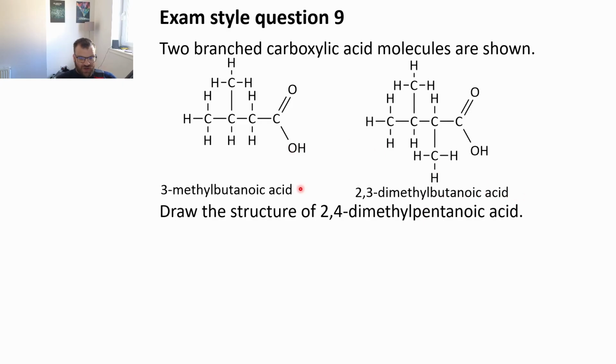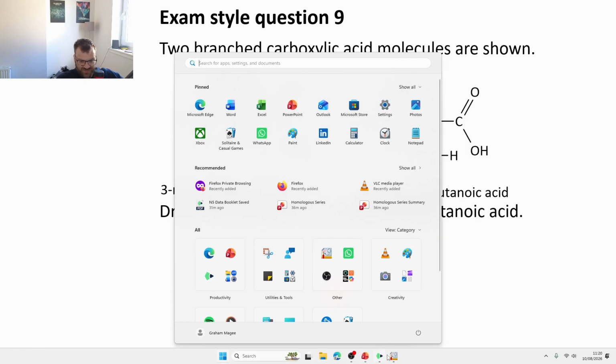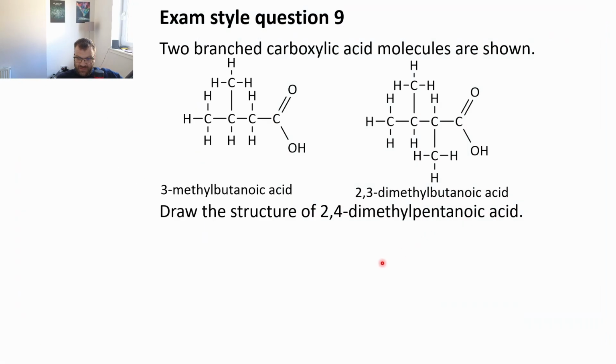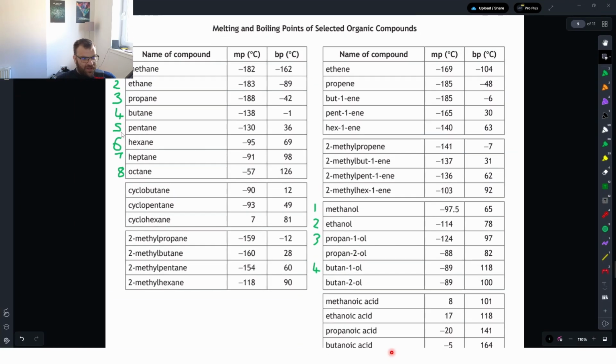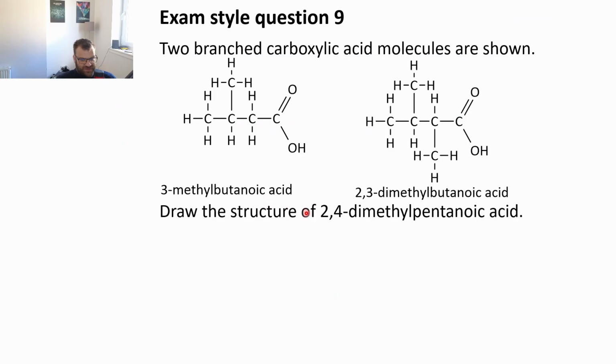Draw the structure of 2,4-dimethyl pentanoic acid. Well, but was 4. Let's go back to here. If but is 4, pent is 5. So we want 5 carbons in the longest chain. It has to have a C double bond OOH like this one does. And it has to have 2 branches off the second and the fourth carbons, just like this.